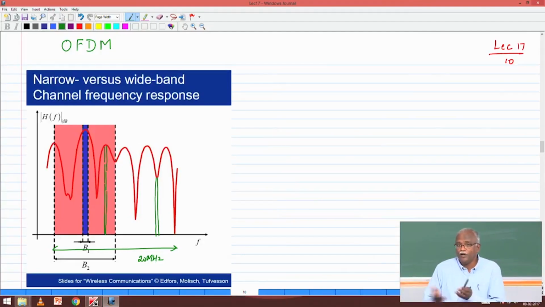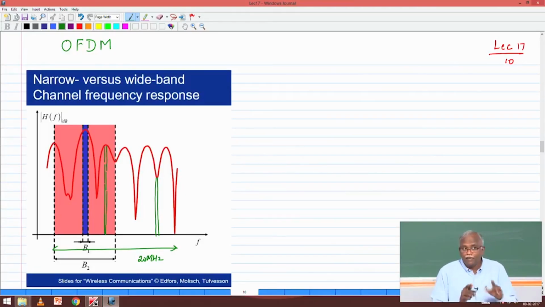Where do I hop? I cannot hop all of them because I don't have enough spectrum to do hopping of a 20 megahertz signal. So what else can I do? I cannot hop because it's a wideband signal. There are lots of these narrowband carriers which will be seeing flat channels, and many of them are going to be in bad conditions. What do we do?